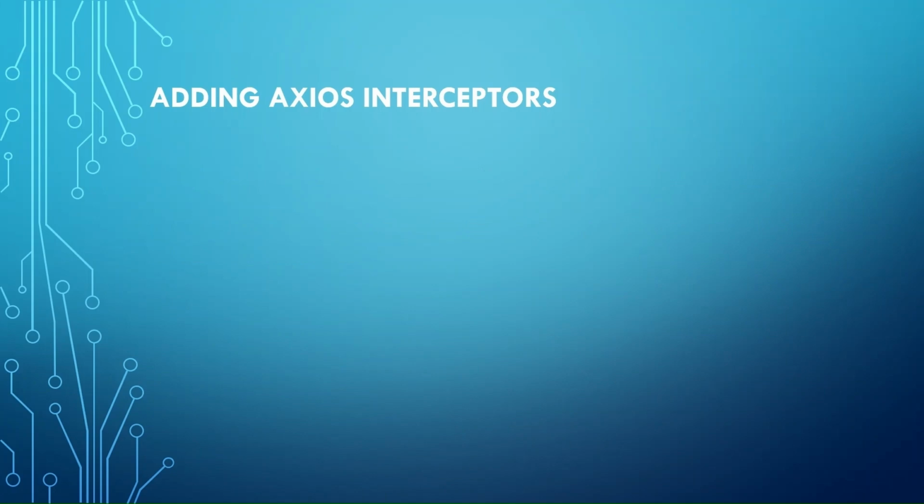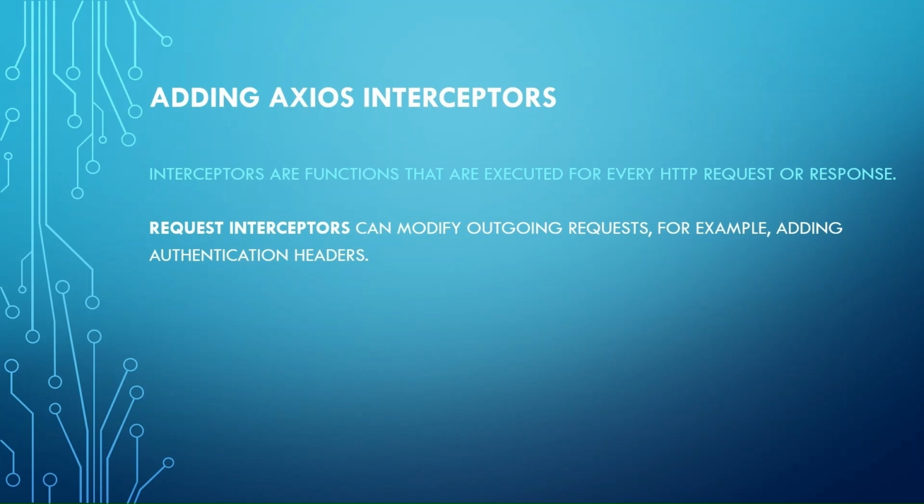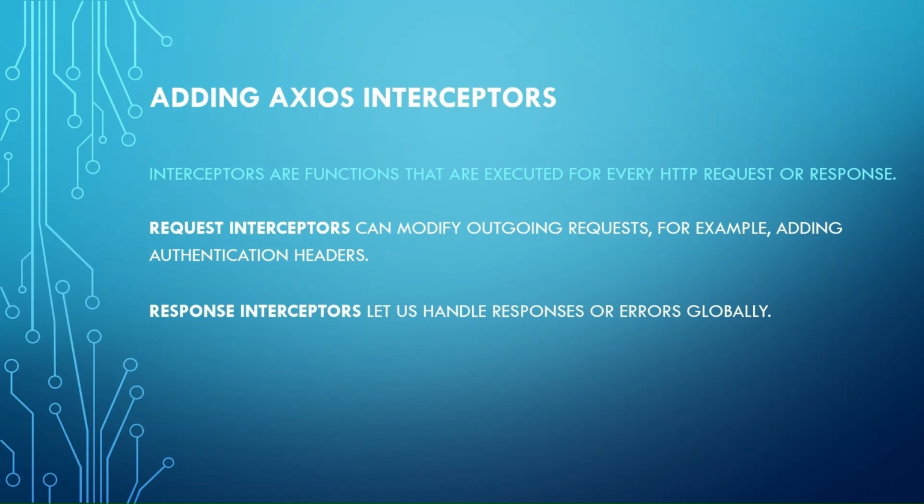Now that we have centralized API logic with a custom Axios instance and service modules, let's take it a step further by introducing Axios interceptors. Interceptors are functions that are executed for every HTTP request or response. Request interceptors can modify outgoing requests, for example, adding authentication headers. Response interceptors let us handle responses or errors globally. And in this section, we will focus on response interceptors to centralize error handling.